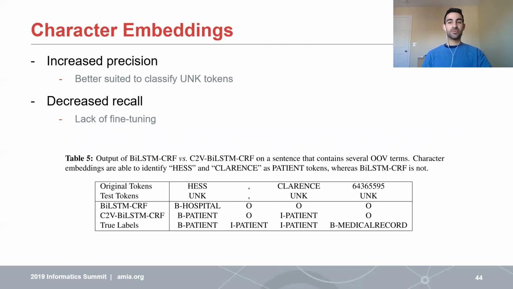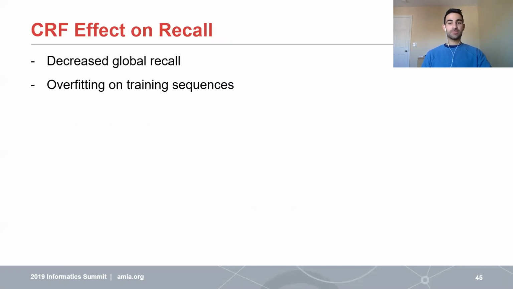Character embeddings improved precision in several categories, yet significantly decreased recall. The increase in precision is likely due to the model's ability to classify tokens never seen in the training set, as evidenced in this table. The decline in recall is likely because the character embeddings were not fine-tuned during the training process.